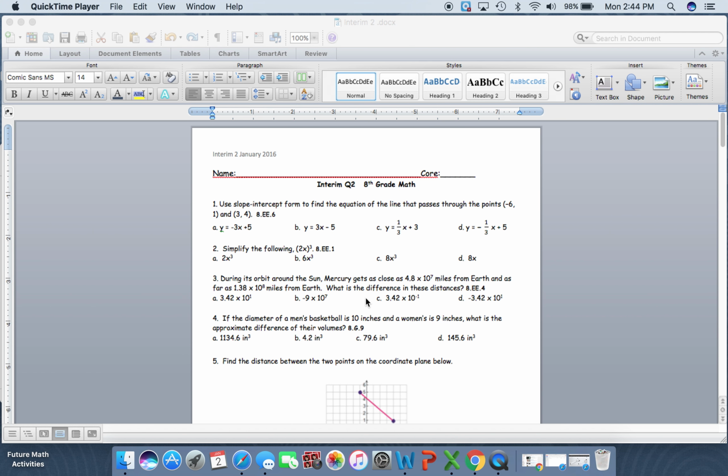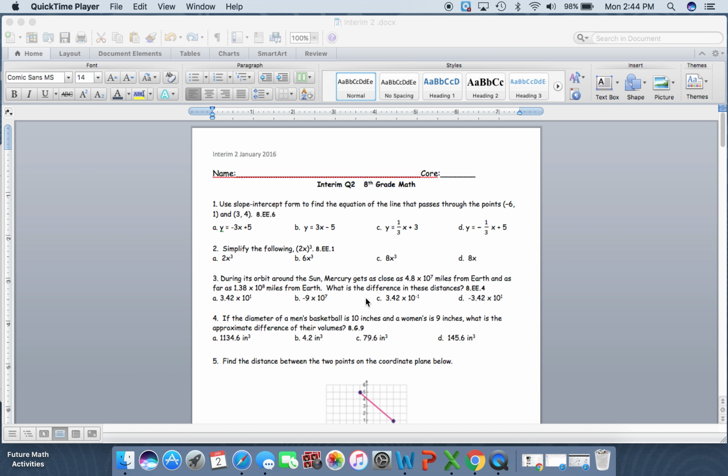Number 2. Simplify the following. 2x to the third power. A. 2x to the third. B. 6x to the third. C. 8x to the third. Or D. 8x.